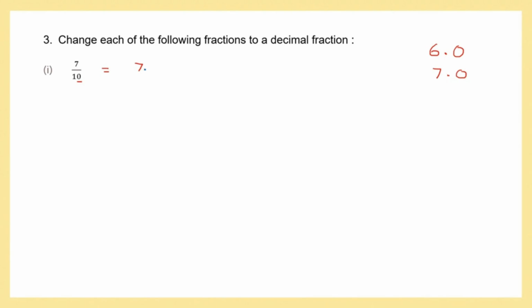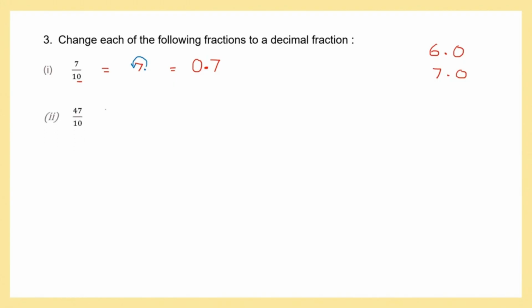The point is here. Now since 10 has 1 zero, the point will move one place to the left. So my final answer will be 0.7. And since I don't have any number before the point, I can write 0.7.